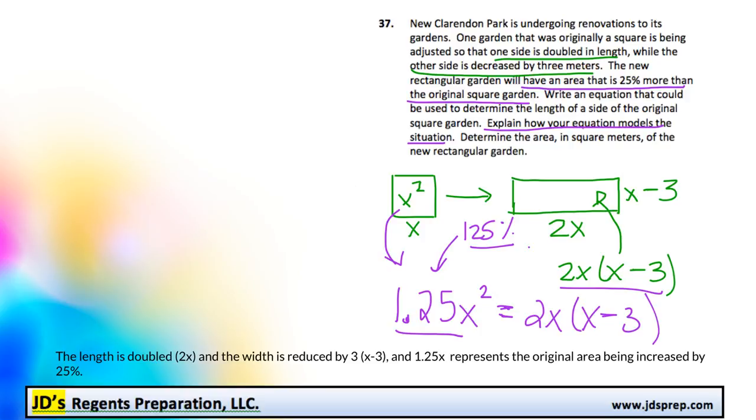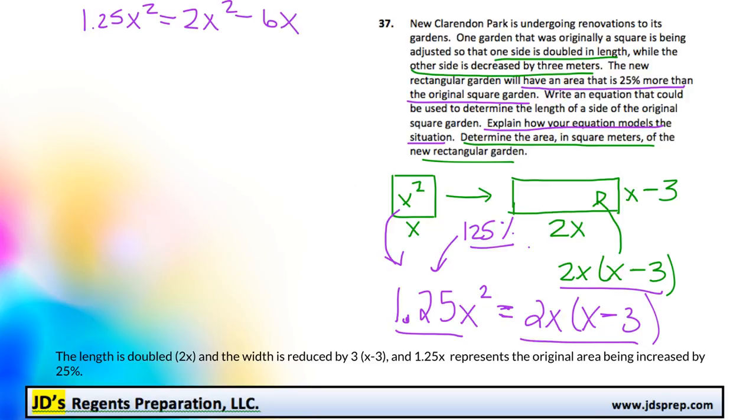Okay, now moving on to the final part of this problem, we need to determine the area of the new rectangular garden. So of course, in order to do that, we've got to find out what x is. And we're going to do that by solving this equation. So I'll just write it out up here. 1.25x squared equals, and then actually I'm going to save a step right here and expand this. So this would become 2x squared minus 6x.